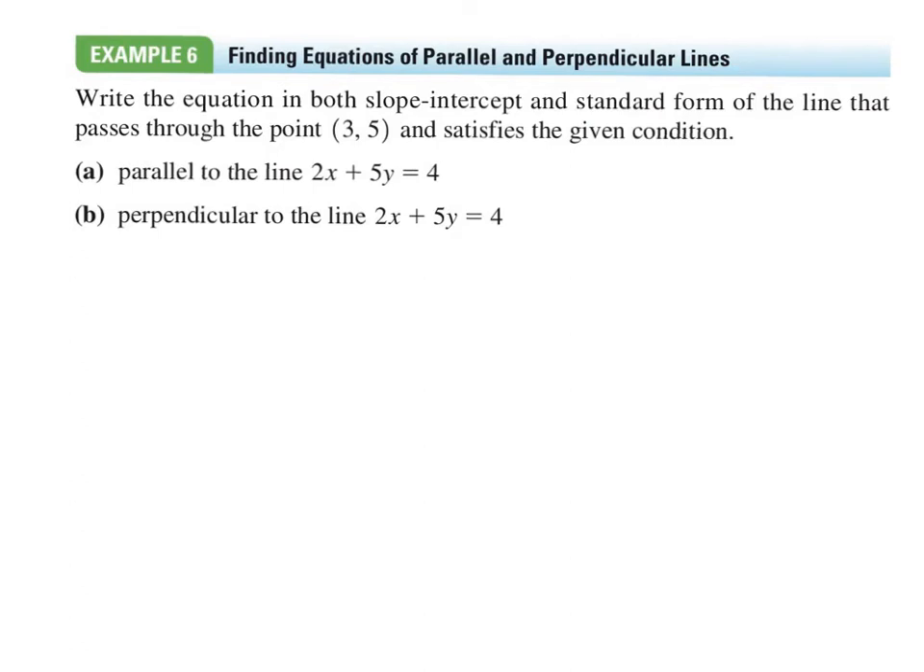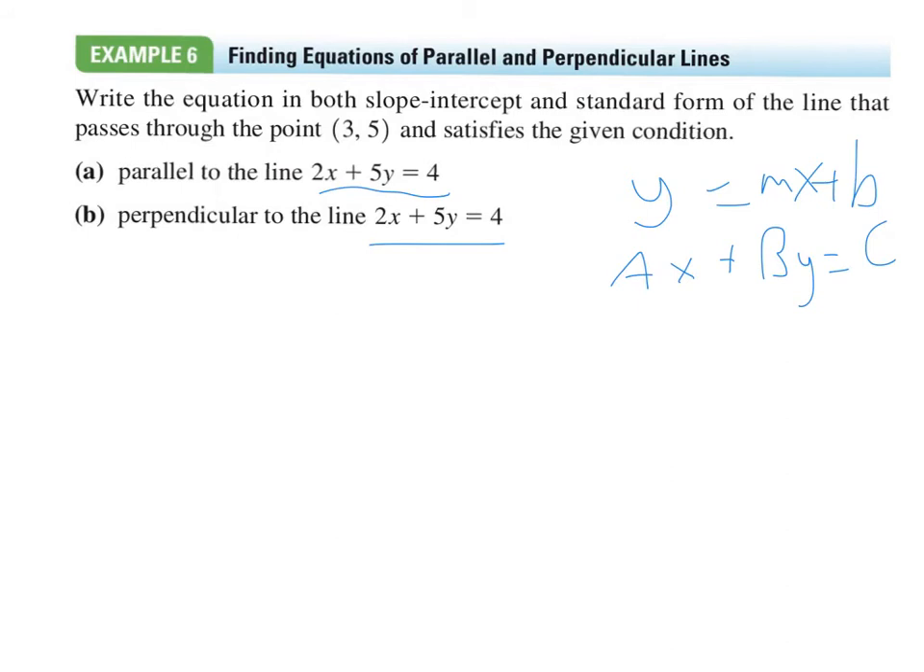Remember, slope-intercept form is y equals, so y equals mx plus b. And standard form is when you have the x and y terms on the same side and the constant on the other. So before we even start working part A, since we're dealing with the same linear equation, why don't we get this into slope-intercept form so we can figure out the slope.